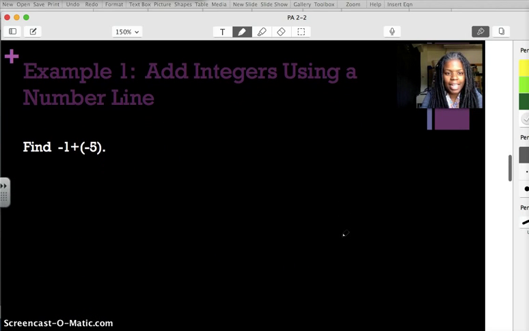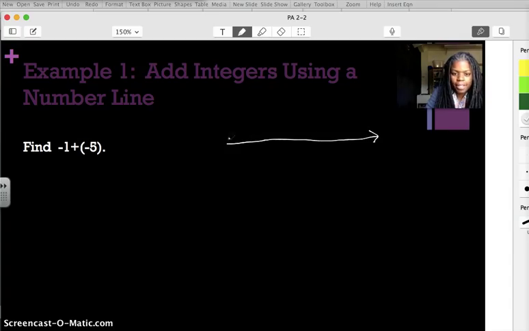So if we look at example 1, we're going to add integers using a number line. And this is something that many of you probably do not need to do at this time, and that's okay if you don't. We're just going to talk about what it means to add numbers in this way. So I'm going to put down 0, -1, -2, -3, and so forth. And I want to think about what it means to add these numbers together.